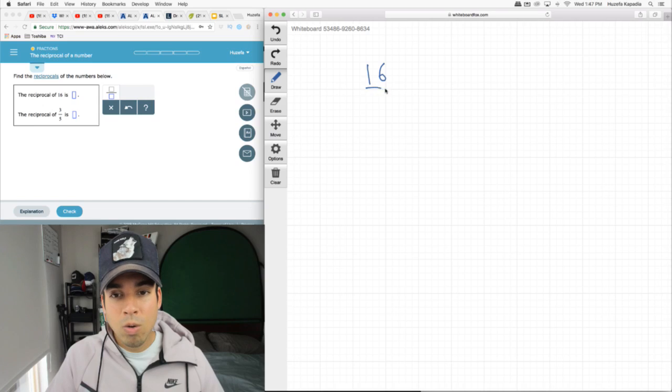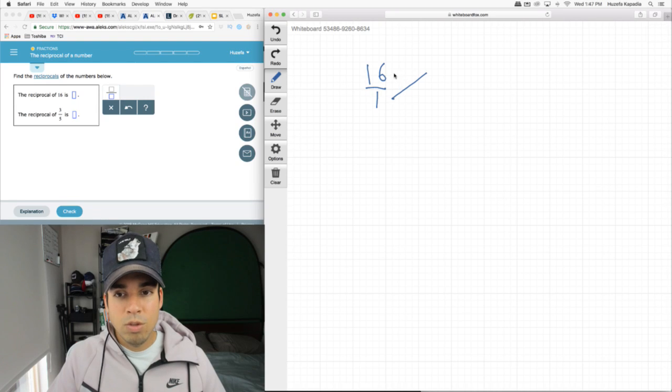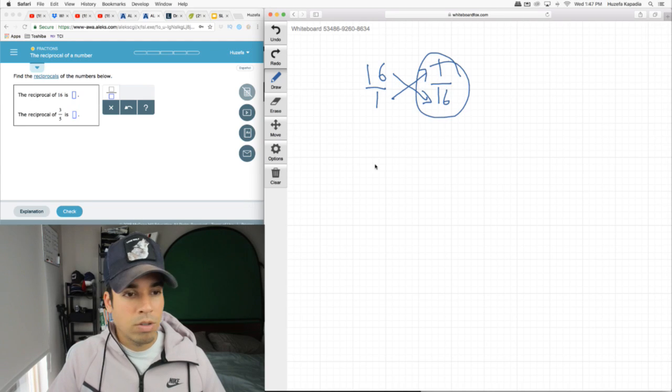First of all, remember that a whole number is 16 or whatever that number is over 1. So this is really 16 over 1. The reciprocal is we have the numerator and the denominator switch places. The 1 goes on top, 16 goes on the bottom, and that's our reciprocal.